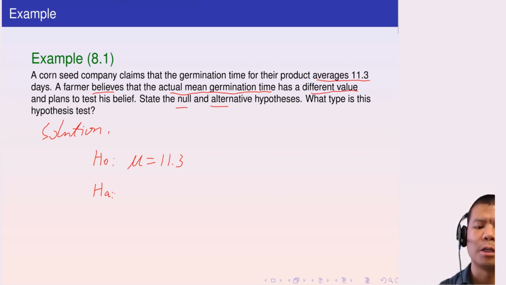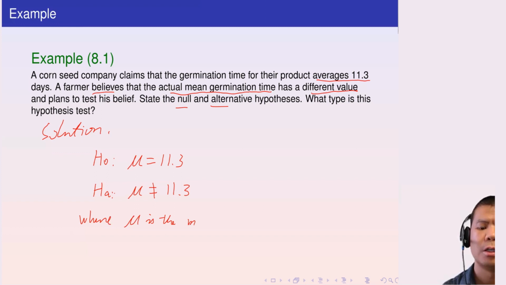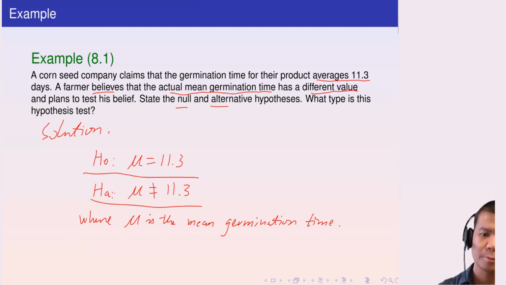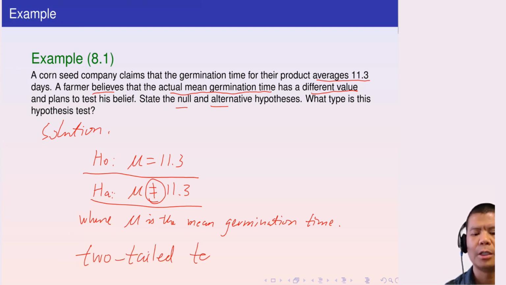So that means what they believe is mu is different from 11.3, where mu is the mean germination time. So this is the null, and this is the alternative hypothesis. Now, what type is this? Since the alternative contains a not equal sign, this is a two-tailed test, right? Two-tailed test.